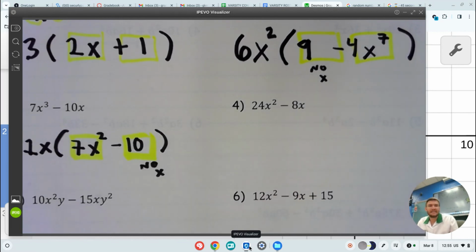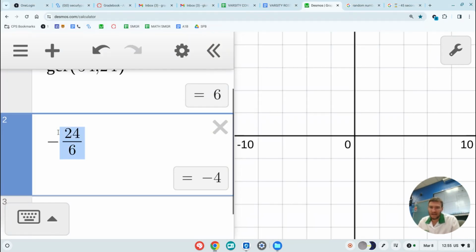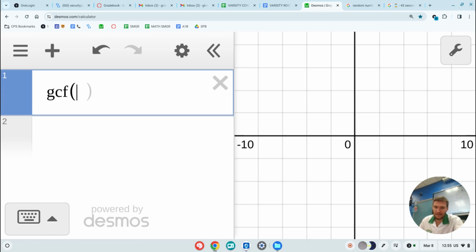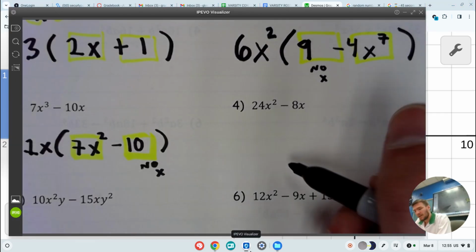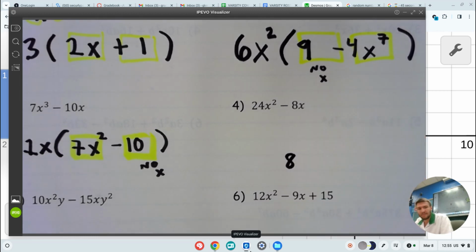24 and 8, we can use GCF. Let's clean up my Desmos a little bit. 24 comma 8, which is 8, okay. I'm going to put the 8 down here a little bit more. And then we've got 2 x's and 1 x. 1 single x is the GCF.